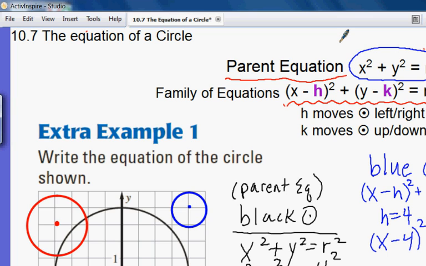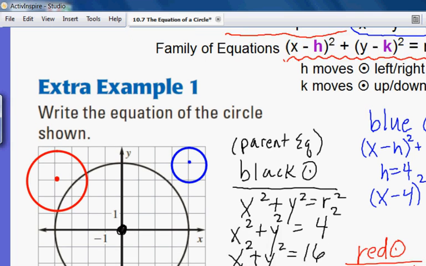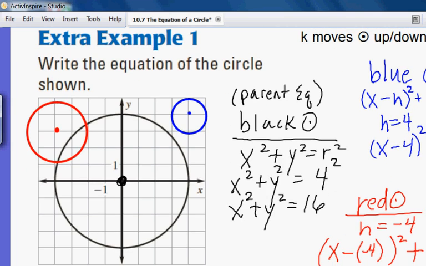We also have a notion of a family of equations. We'll get back to that in a second. So let's look over here at this example. Extra example 1. We're looking at the black circle to begin with. Write the equation of the circle shown. We're going to use the parent equation because this has its center at the origin at 0, 0. So we write that general equation, x squared plus y squared equals r squared. And then we go find the radius.